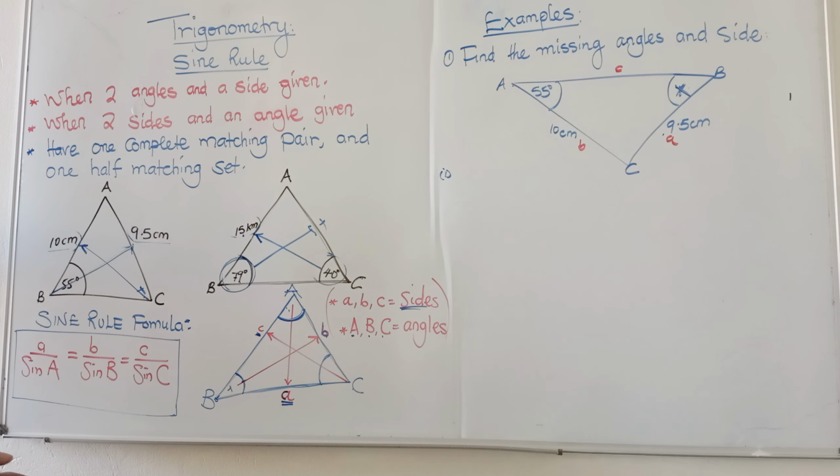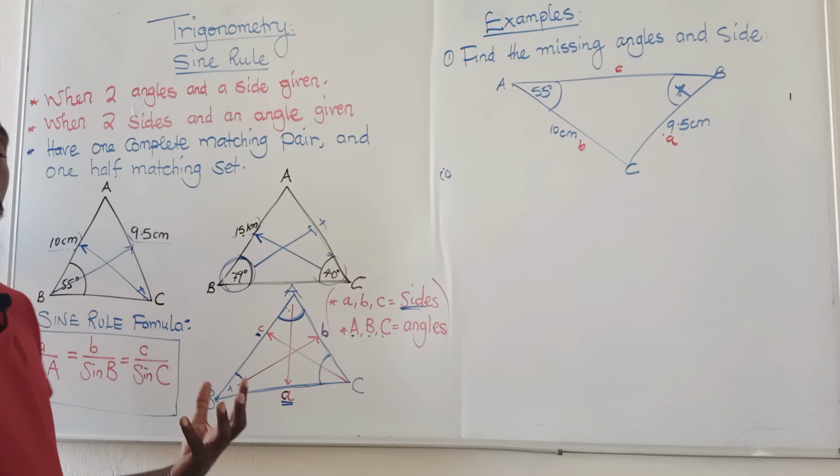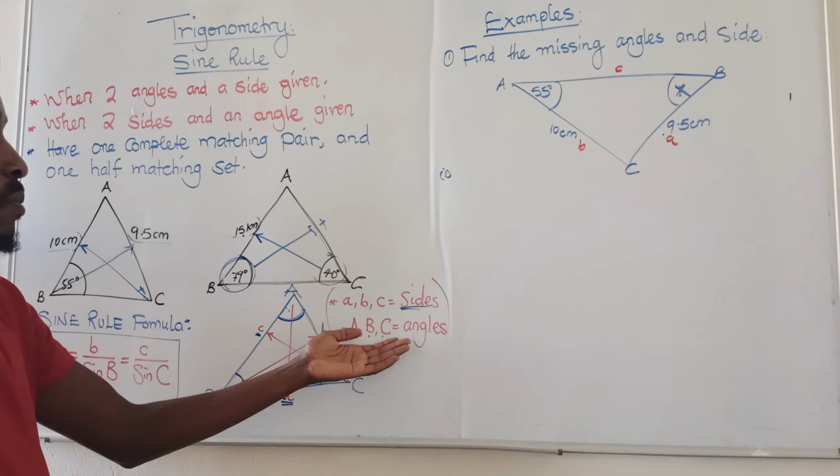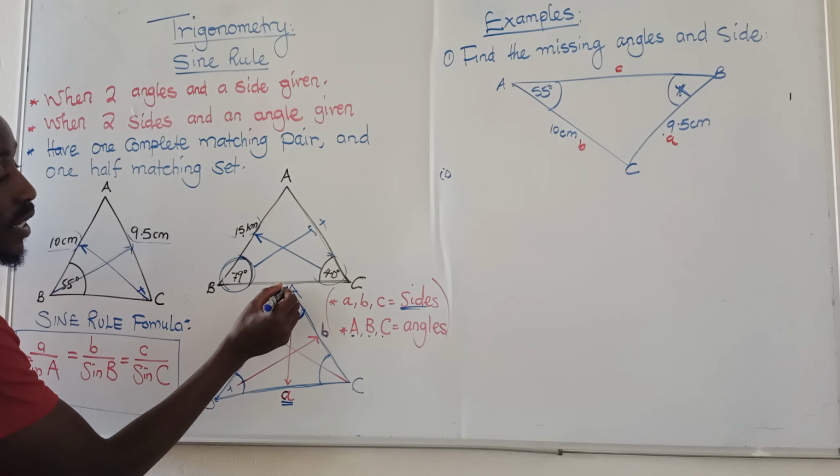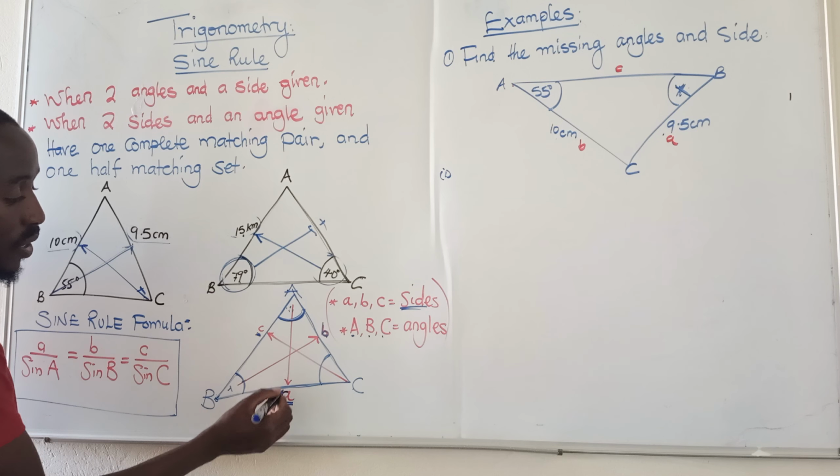Now, the formula that we use in the sine rule is small a over sine capital A equals small b over sine capital B equals small c over sine capital C. The small letters represent sides, and the capital letters represent angles. Like angle A, the opposite of this angle A is the small letter a, the side.